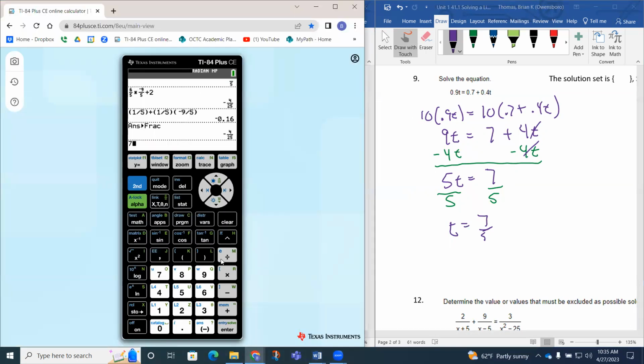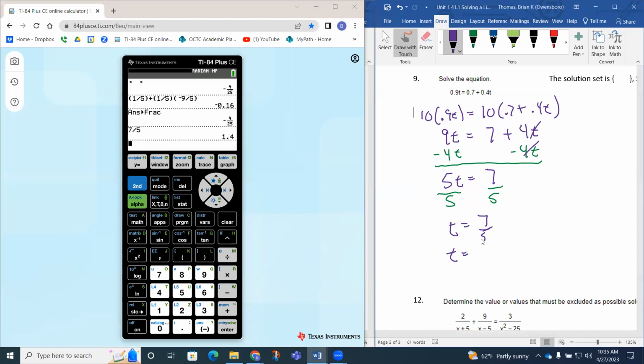So 7 divided by 5 would be 1.4. So to me, since the answer's got decimals in it, it would make sense to me to turn it to 1.4. So try that. See if it'll actually take a decimal as well. If it doesn't take the decimal, then we have to go back to the 7/5.